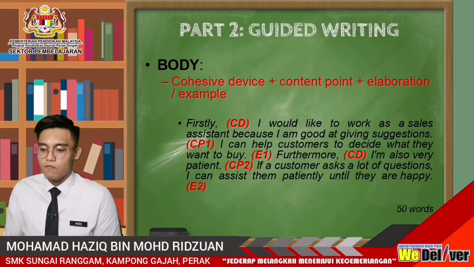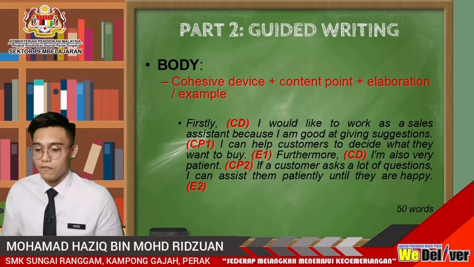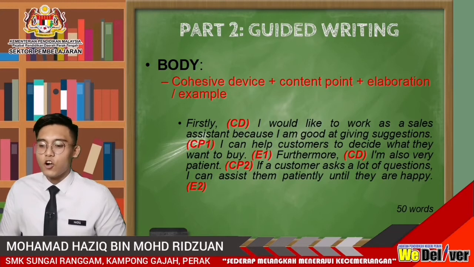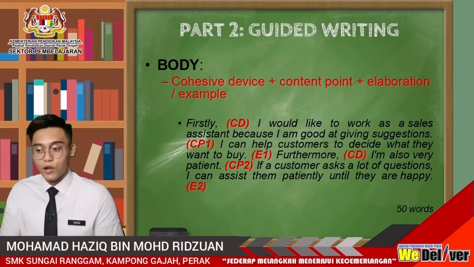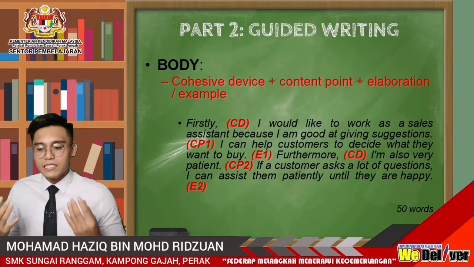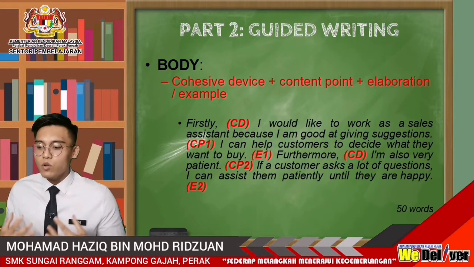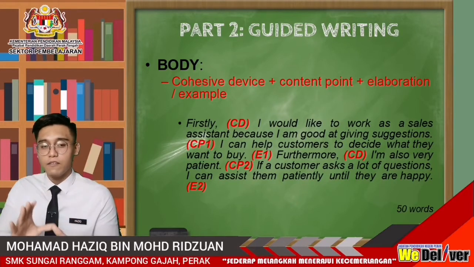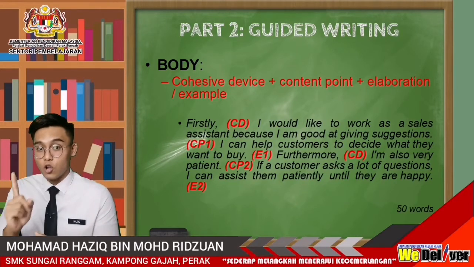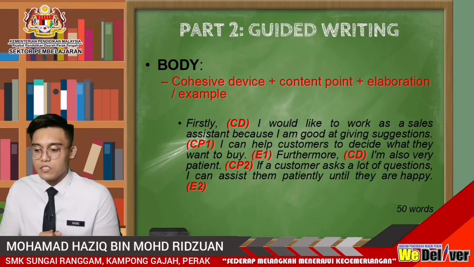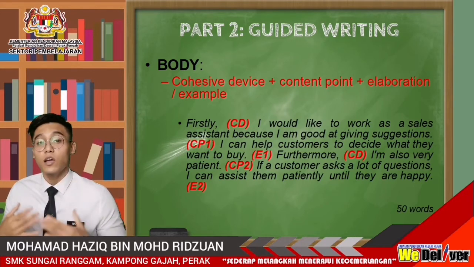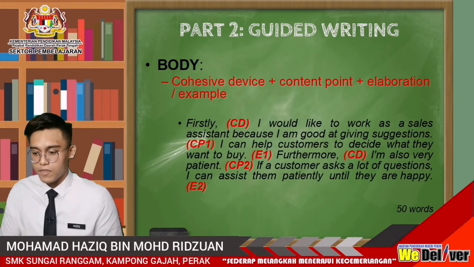Okay? Next, for the body parts, I'm going to just give you an example for one paragraph, yeah? The formula will be cohesive device plus content point plus elaboration or example. Okay? Firstly, that's my cohesive device. I would like to work as a sales assistant because I am good at giving suggestions. Good at giving suggestions is your first content point. I can help customers to decide what they want to buy. That is your elaboration for your first content point.